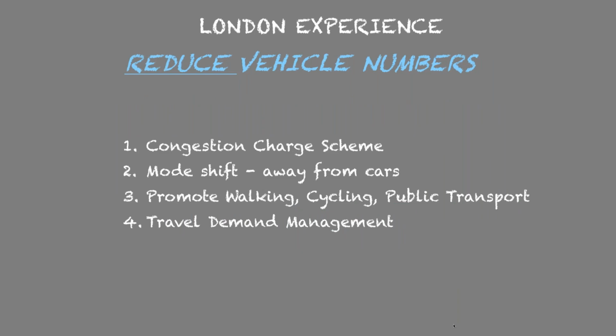So then reducing vehicle numbers. Now we have a number of different ways that we do this here in London. And the first one was the congestion charge scheme, which I'll describe. The other one is about behavior change and mode shift, so getting people to move away from using cars. A very heavy emphasis on walking, cycling, and the use of public transport. And then travel demand management, which is very much about helping people to travel differently, and that's usually with communities or with big employers.